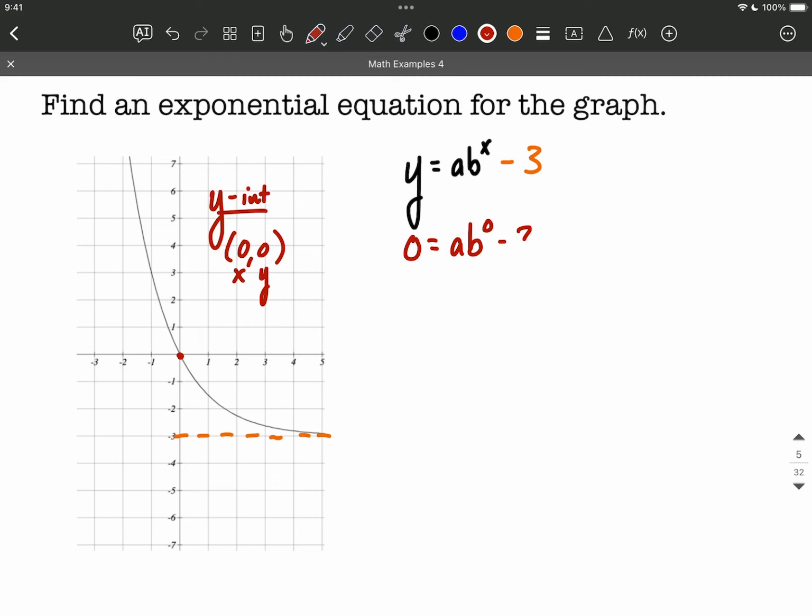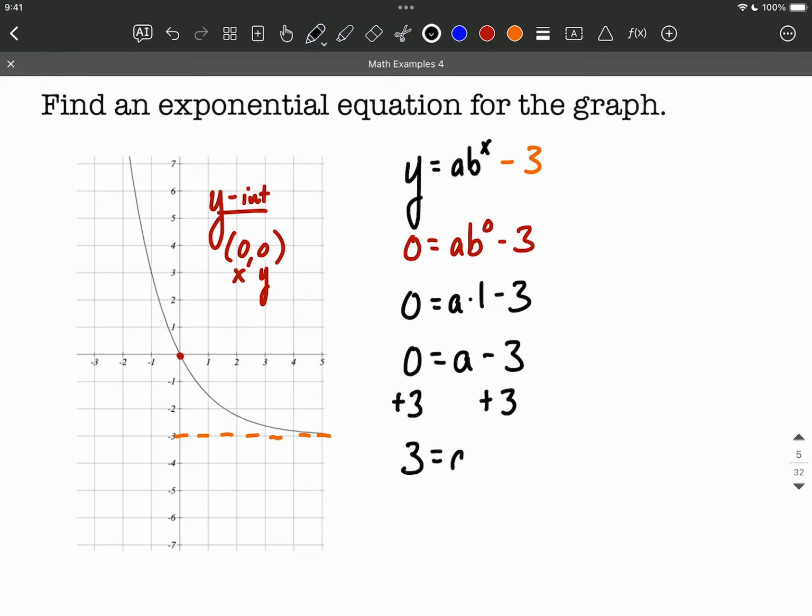and 0 for x. Why we want to start with the y-intercept is because that's always going to have an x value of 0. And this part over on the right-hand side where we get b to the 0 power is always going to give us a 1 in that spot. So really, we have 0 equals a times 1, which is just a, minus 3. So we only have this one unknown. We don't know what a is in this equation. We can add 3, move that 3 to the other side, and a works out to be 3.